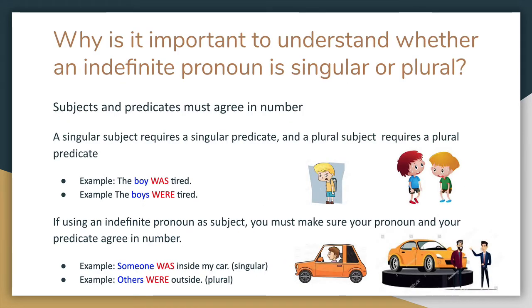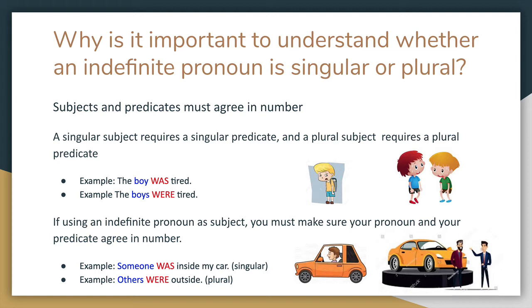Now again, it is important to understand whether the indefinite pronoun you're using is singular or plural because of the way you are going to create sentences. So subjects and predicates have to agree in number. If you have a singular subject, it requires a singular predicate. Same is true for a plural subject. So if you have the boy was tired, your subject is boy, your predicate is was. It is the singular form of to be. And if you have the boys were tired, and here you have a plural subject, so you have to use the plural form of to be.